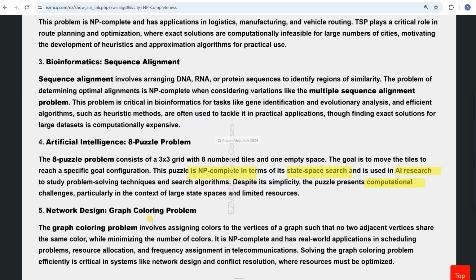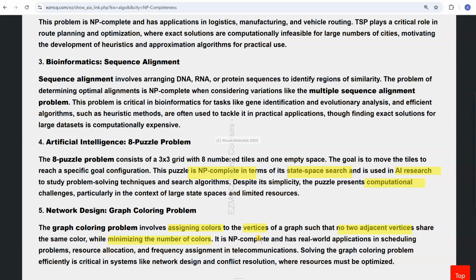And then there is the graph coloring problem, a classical problem of NP completeness. We have a graph with vertices, and it involves assigning colors to the vertices, right? Such that no two adjacent vertices share the same color. Of course, you can assign every vertex a different color. There's nothing smart about it. The objective is to minimize the number of colors. That's the problem. And it has real world applications in scheduling, resource allocation, and so on.